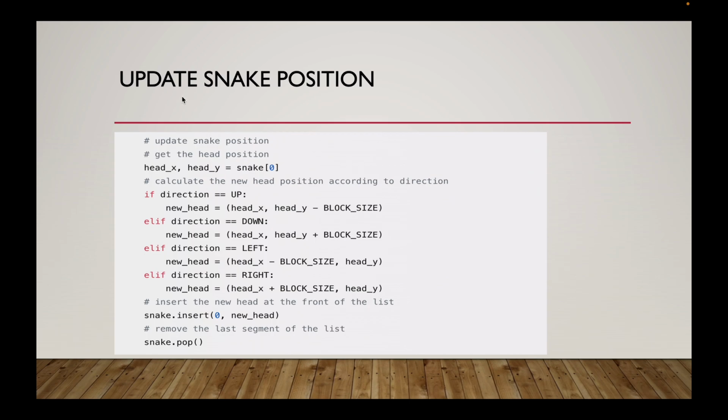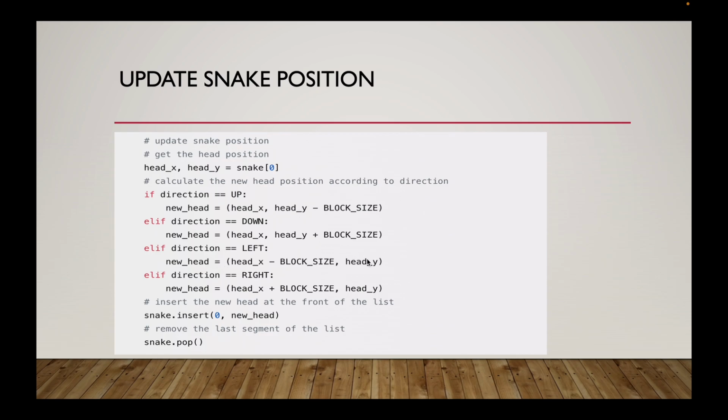In this slide we are updating the snake position. From snake we are getting the first element, which is nothing but the head of the snake, and from here we are getting head of x, that is the head's x coordinate, and head of y coordinate. If direction is up, then we are changing the coordinate of head of y. If direction is down, then again we are changing the y coordinate, but we are adding the block size. Here we are subtracting the block size.